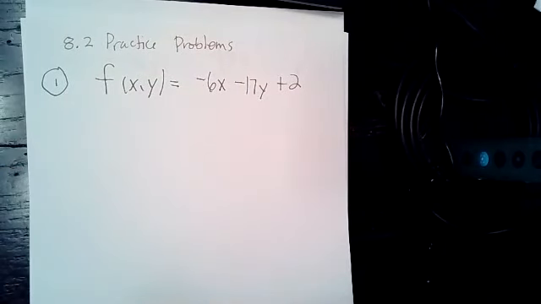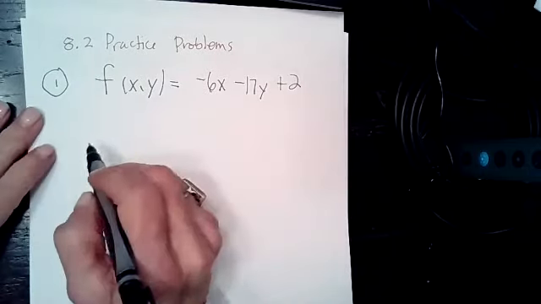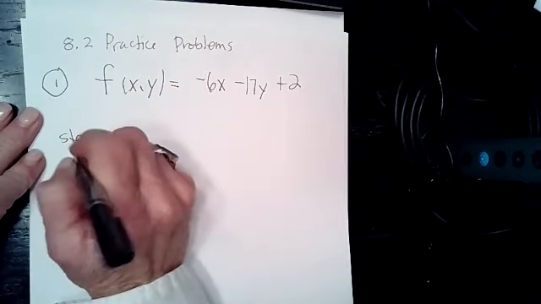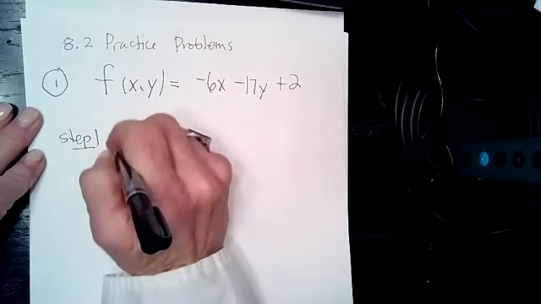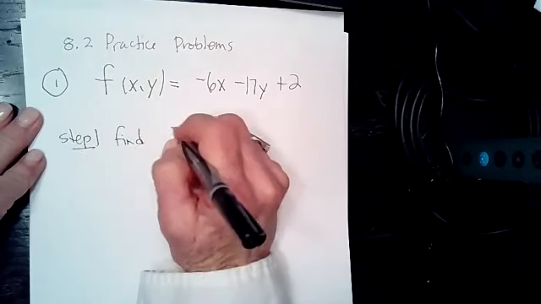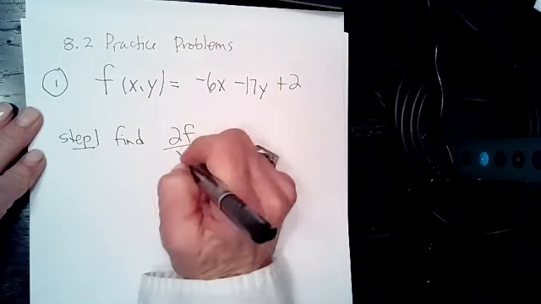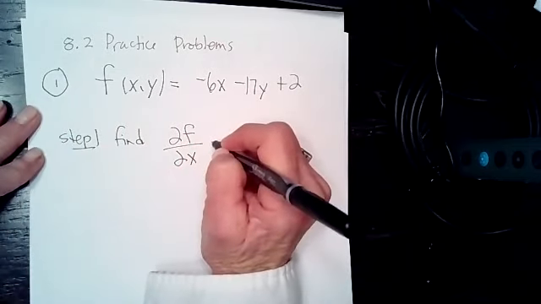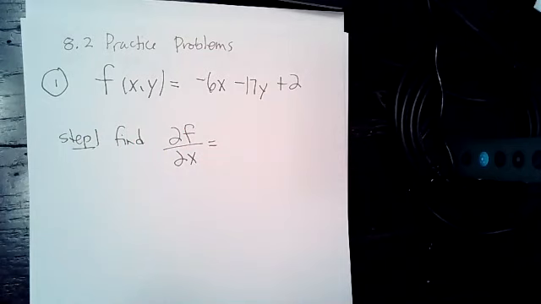Here's my two variable function: f of xy is equal to negative 6x minus 17y plus 2. The first thing they asked me to do, step 1, is find the derivative of f with respect to x. While you're writing that down, I'm going to see if I can find it.